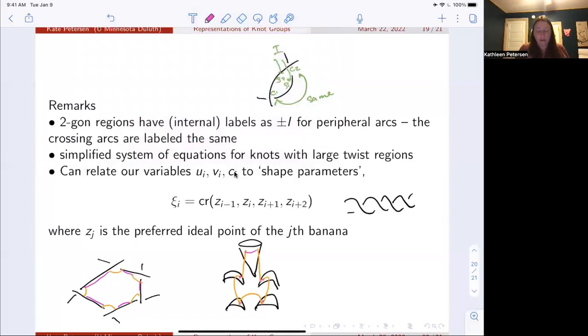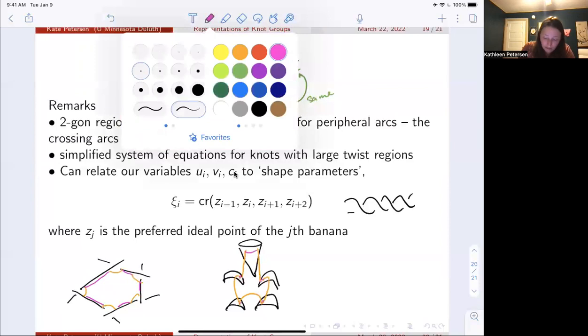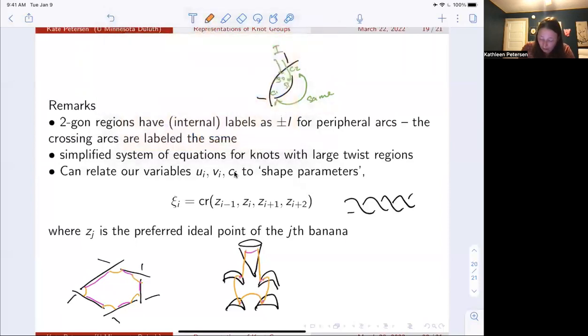But the crossings lie on geodesics. So if I just erase my bananas, I have a nice little picture in terms of these geodesics. Oh, I didn't know it could do that. Let me try to make it look so ugly that it doesn't want to make my picture prettier. Okay, so use your imagination that these look like geodesics, please.